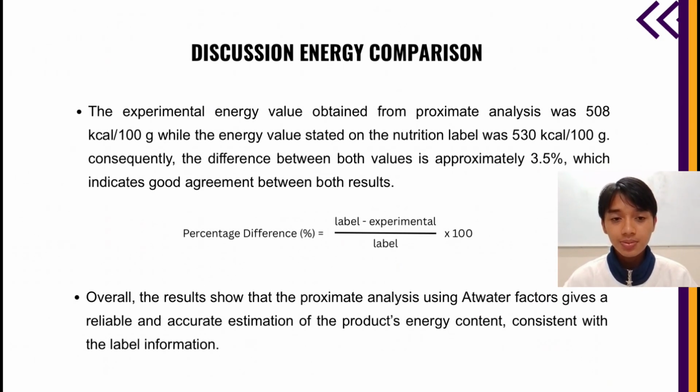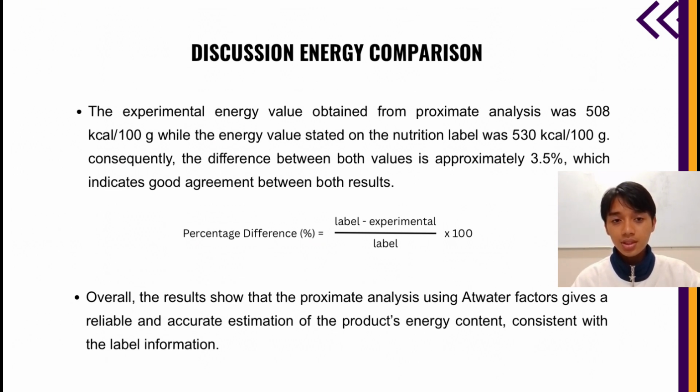Okay, let's move directly to the energy comparison and see how our lab data stacks up against the official label. First, our experimental lab result, which we got from our proximate analysis, was 508 kilocalories per 100 grams. We compare this to the number printed on the nutritional label, which states 530 kilocalories per 100 grams. The difference between those two numbers turned out to be only about 3.5%.